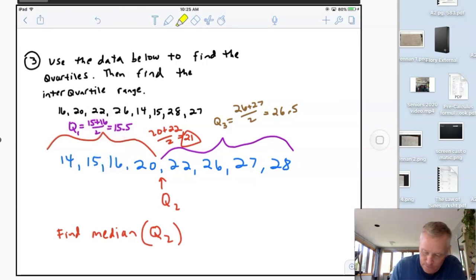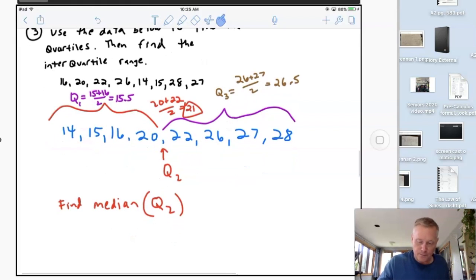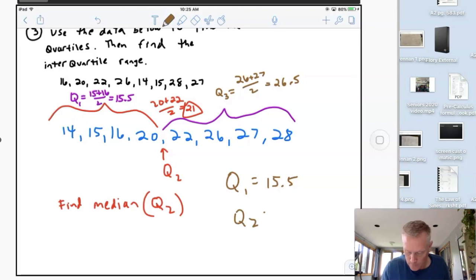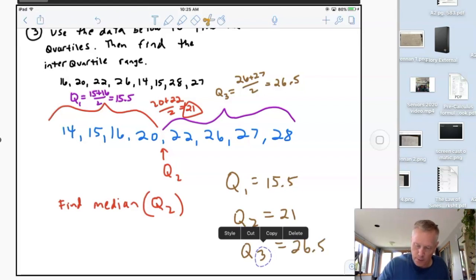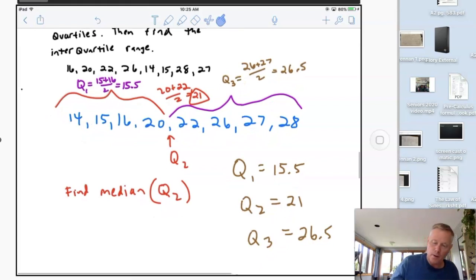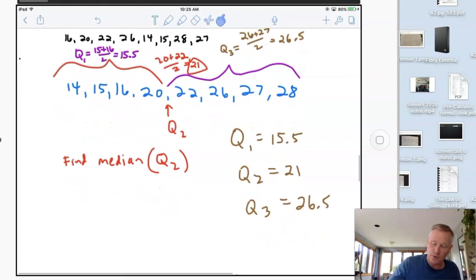Okay, so now those are the quartiles, the four quartiles, right? Q1, Q2, Q3, Q4. There's usually smaller numbers at the bottom. Anyway, now the interquartile range is what you get when you subtract Q3 and Q1.